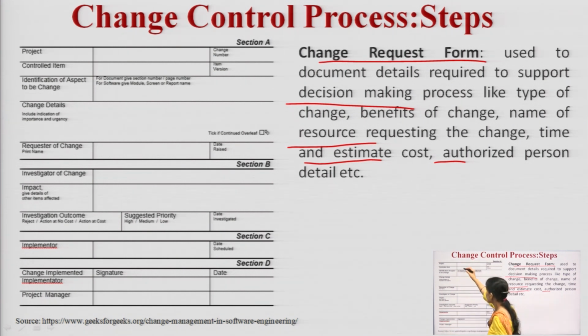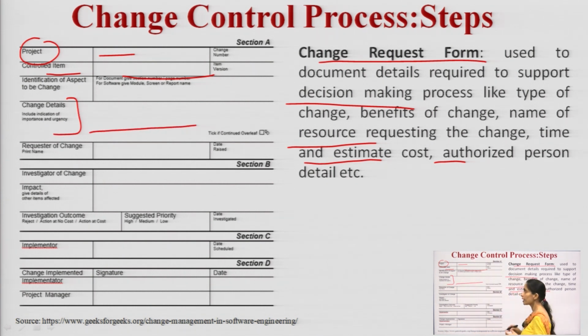This is the project for which it is being done, the controlled items that are identified, and the change number and version number are noted here. What are the change details, including the importance and urgency. Then who is the requester for this change, who has raised it with date, who has investigated this change and who has approved this change. There are various sections.